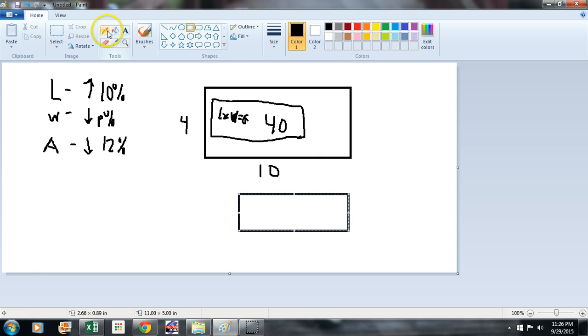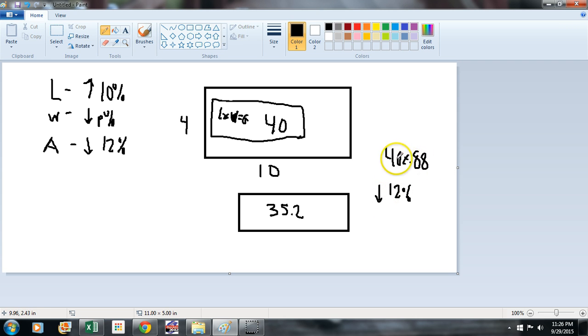All right, and if we take 40, since we want a decrease of 12%, we're going to take 40 and multiply this by 0.88, and that will yield our area for our new smaller rectangle, which, if we add that up, yields 35.2. Okay, that is the area of our new rectangle with a 12% decrease.